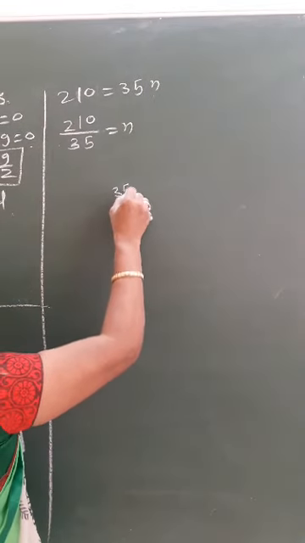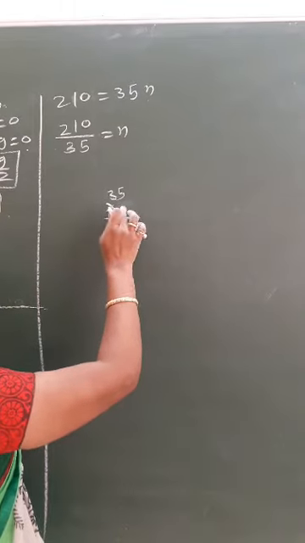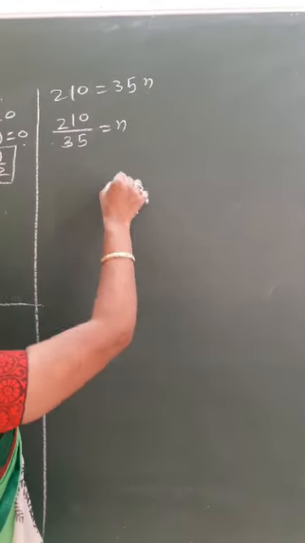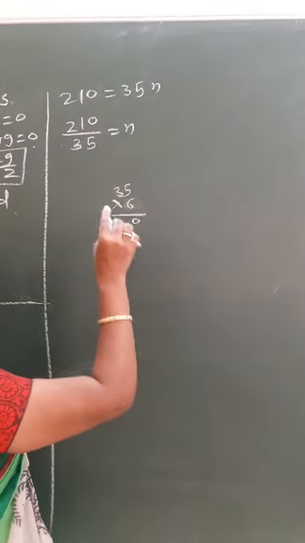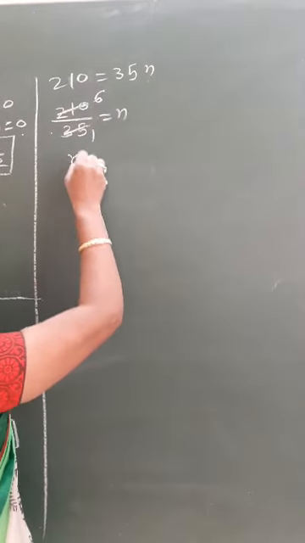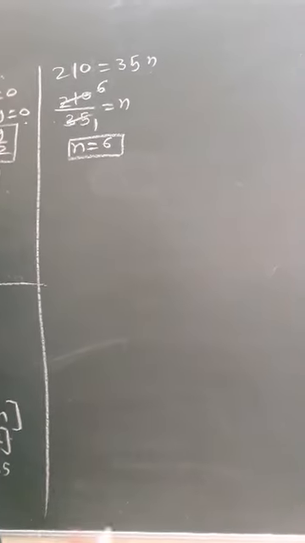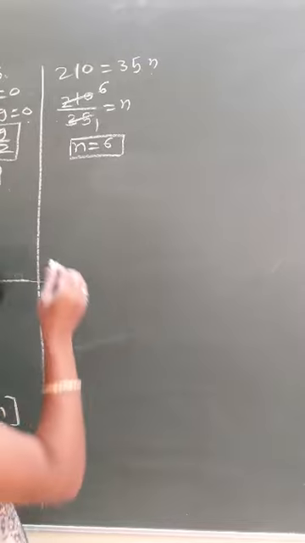So 35 into, if I do 4, okay. So 4 3s are 12, it will not give. 6 5s are 30, carry 3. 6 3s are 18, 19, 20, 21. Means this we will get as 6. So the value of n we got here is 6. That is a positive integer. Here we have to find d also.